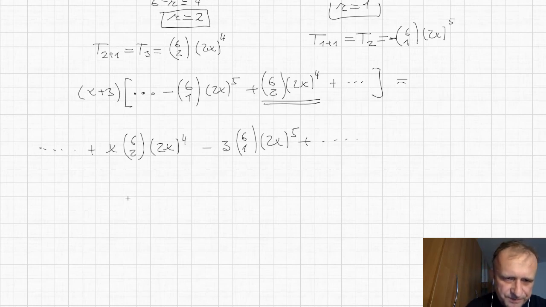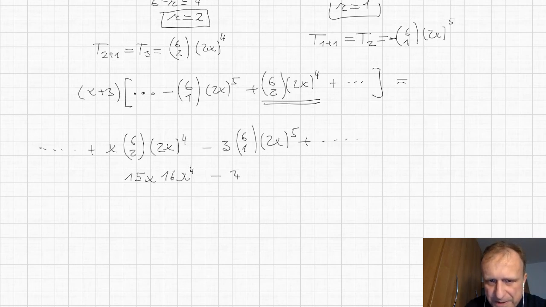So now let us try to evaluate those. So first of all, 6 choose 2. Using my calculator, I can see that it's 15. So I have 15x, so x is copied from this position here, times 2 to the power of 4, which is 4 times 4 is 16, so it's times 16 times x to the power of 4, minus 3 times 6, because 6 choose 1 is just 6, 2 to the power of 5 is 32, times x to the power of 5, plus there are some other terms which we are not interested in.